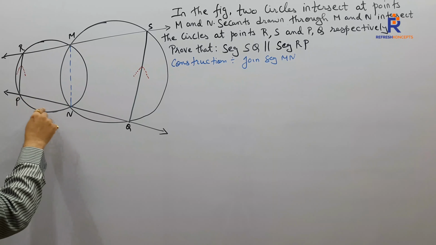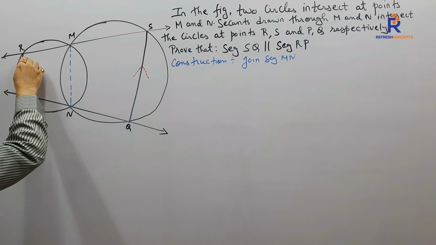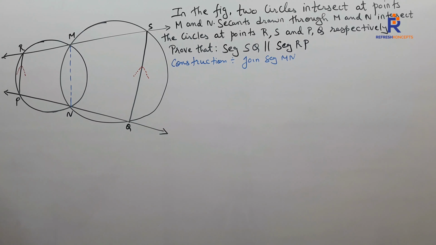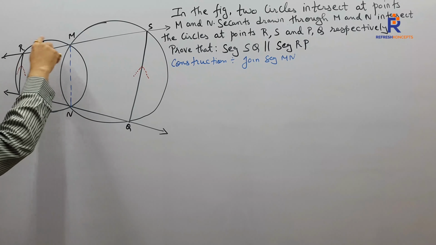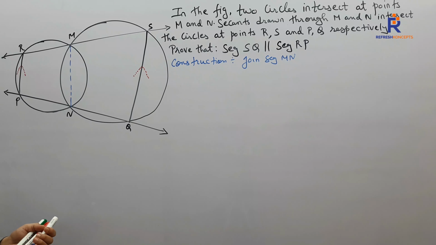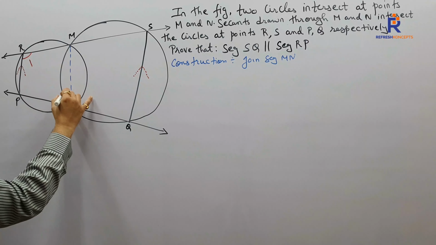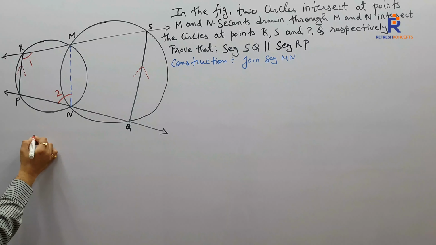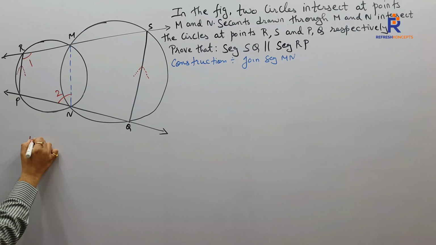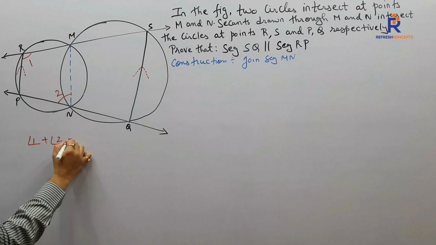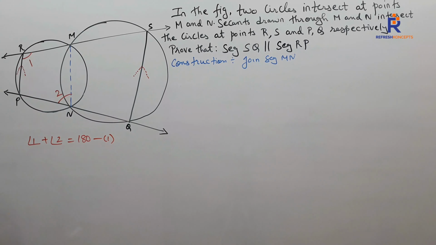Quadrilateral RPNM within the smaller circle. What is quadrilateral RPNM? It's a cyclic quadrilateral. By definition, all 4 points lie on the circle as vertices. So what shall I say if it is a cyclic quadrilateral? Can I say opposite angles are supplementary? So it is angle 1, angle 2. So what is my first step in the skeletal solution? Angle 1 plus angle 2 is 180. In quadrilateral RPNM, angle 1 plus angle 2 is 180. Why? Opposite angles of a cyclic quadrilateral are supplementary.